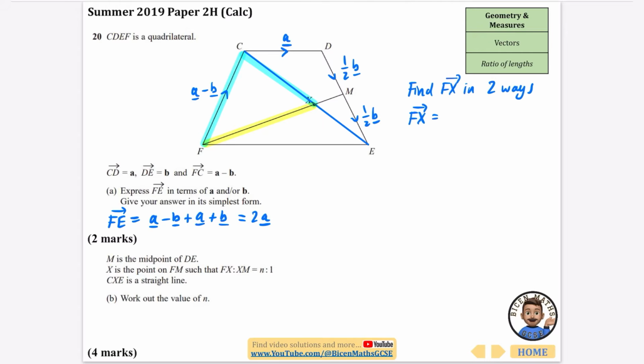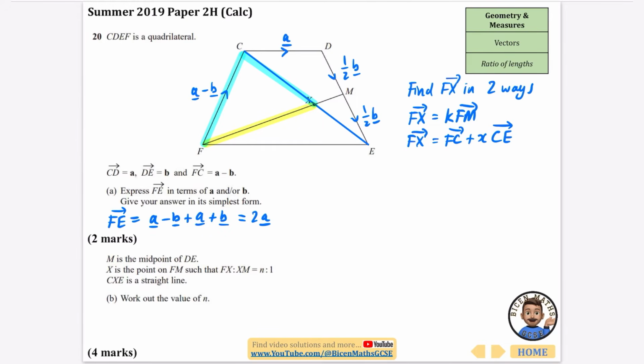So my two ways are that FX is going to be some fraction k of FM, and my other way of doing this is that FX is going to be FC plus some other fraction of CE that we have. Now we just need to get going with working out these two different ways.